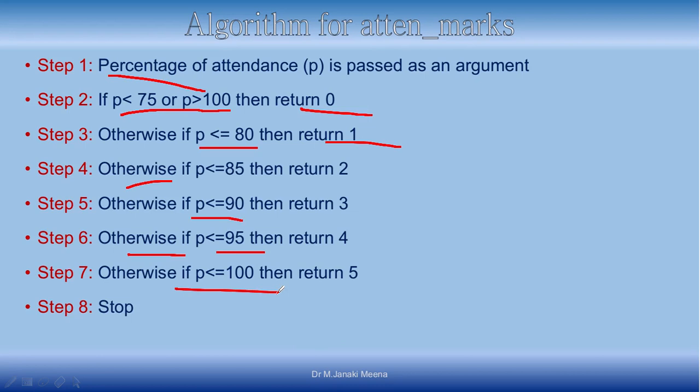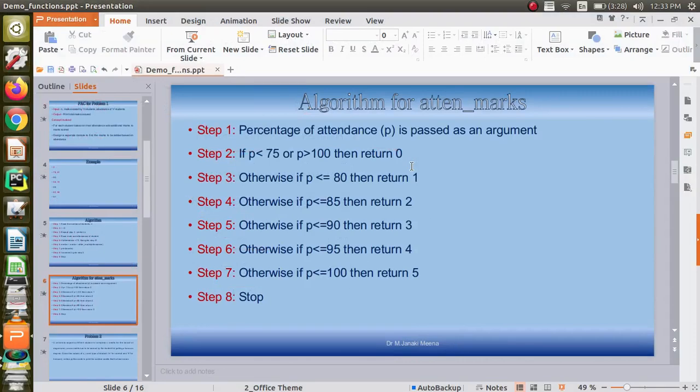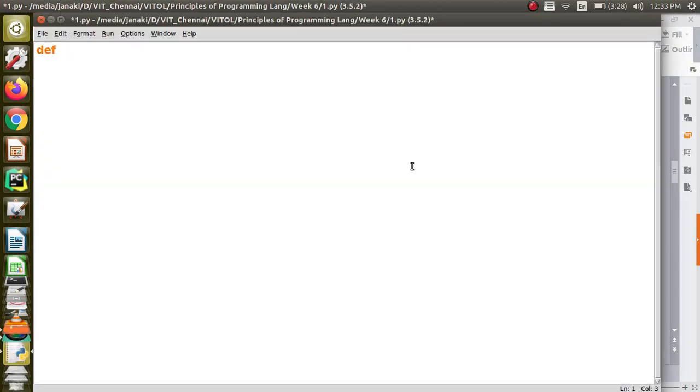Now let us do the implementation in Python. First of all, we will define the function and then we can do the main part of it. That is the previous algorithm that we saw. This is how we will write a function. Already you saw this in the previous lecture also.